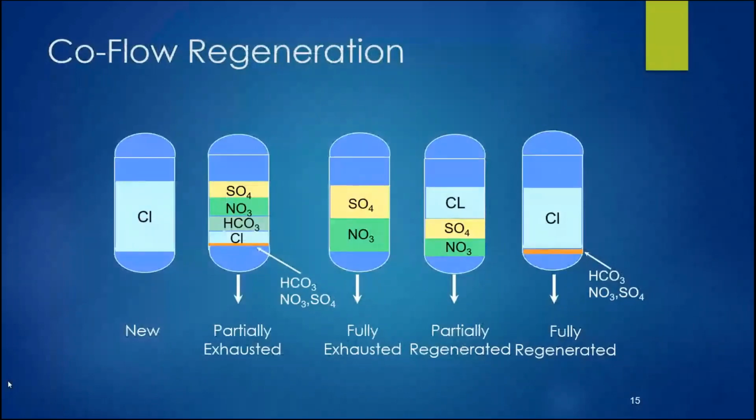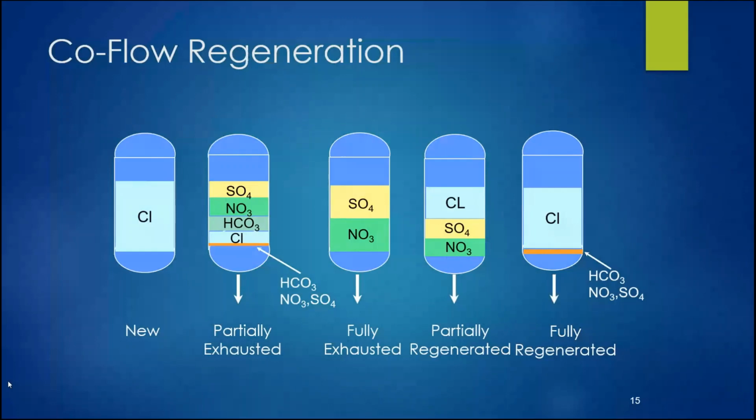As shown in this illustration, as the resin is exhausted, it has various contaminant ions attached to it. The service flow in this example is from the top to the bottom. When regeneration is initiated, regenerant solution is flowed through the resin bed. In this case, co-flow, the regenerant flows in the same direction as the service flow from top to bottom.